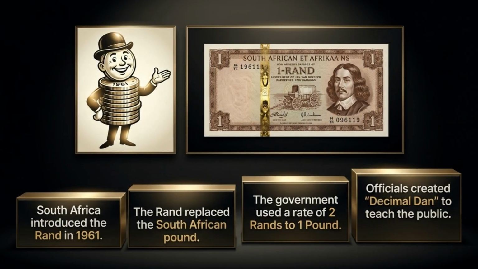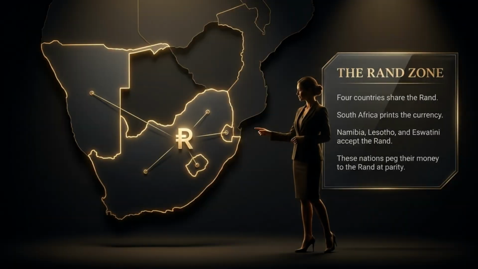South Africa introduced the Rand in 1961, replacing the South African pound at a rate of 2 rands to 1 pound. Officials created Decimal Dan to help the public understand the new decimal currency. The Rand zone is an area where 4 countries share the currency. South Africa prints the Rand, and Namibia, Lesotho, and Eswatini accept and peg their money to the Rand at parity.